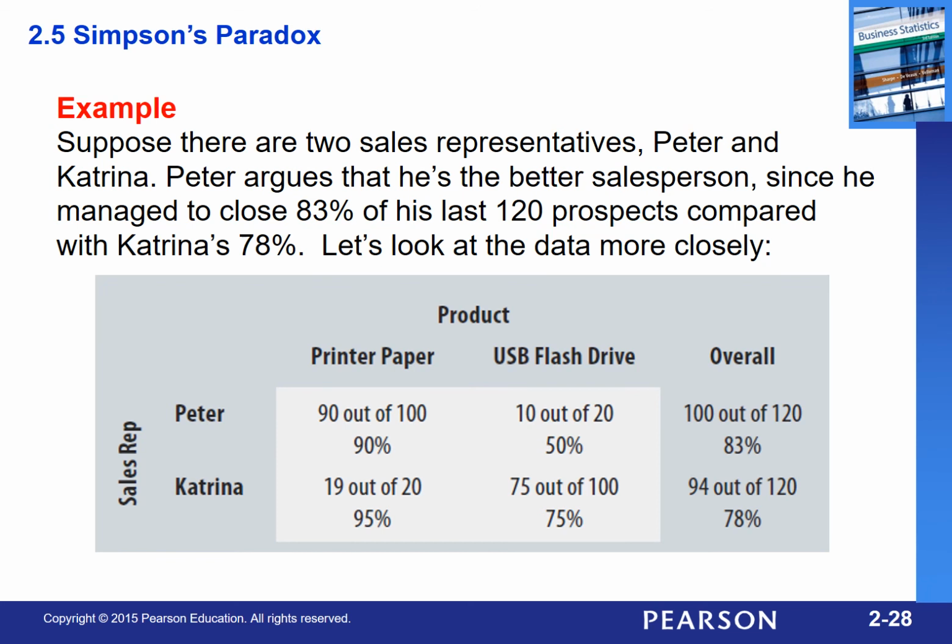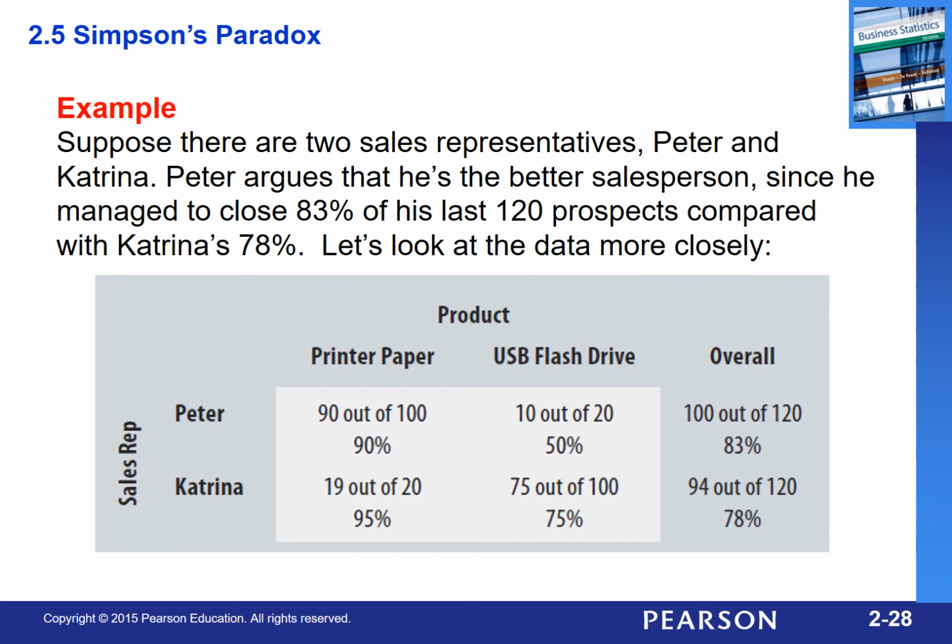So take a moment and look at this table because Peter is going to be like, hey, well, I sold 83% of my offerings in the last 120 prospects, and you only did 78. But if you look at their individual offerings by product, well, with printer paper, yeah, Peter was very successful. With USB drives, he was not so successful. And Katrina was better in both groupings, but when you average across the totals, it doesn't look that way.